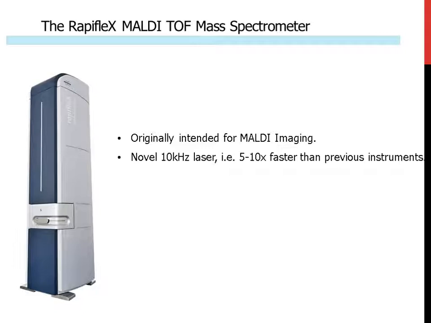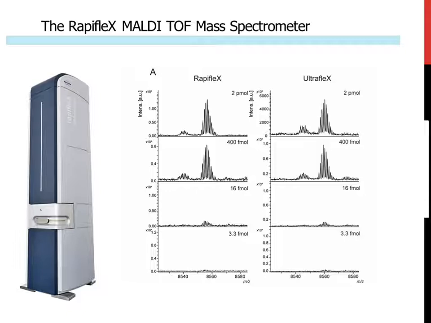We then saw that we could possibly use the speed of this instrument for drug discovery. The other thing that is really nice on this instrument is that it has a very high signal-to-noise ratio, due to new digitizers. A few years ago, we compared the new RapiFlex to the UltraFlex, which is the earlier generation mass spectrometer, and they are both very sensitive instruments. When we look at ubiquitin, we're down to about 1-2 femtomole until we can detect it.